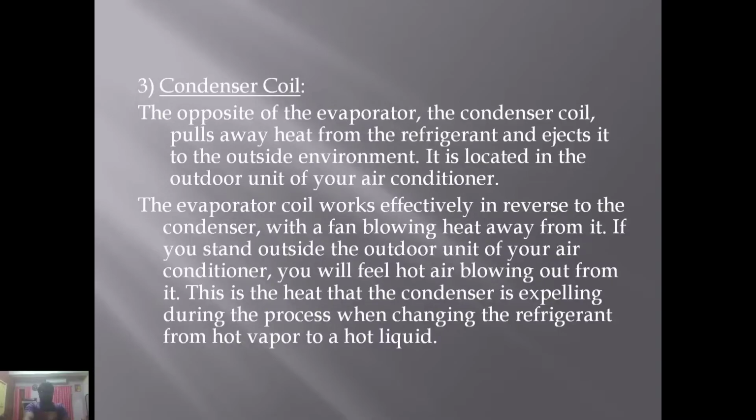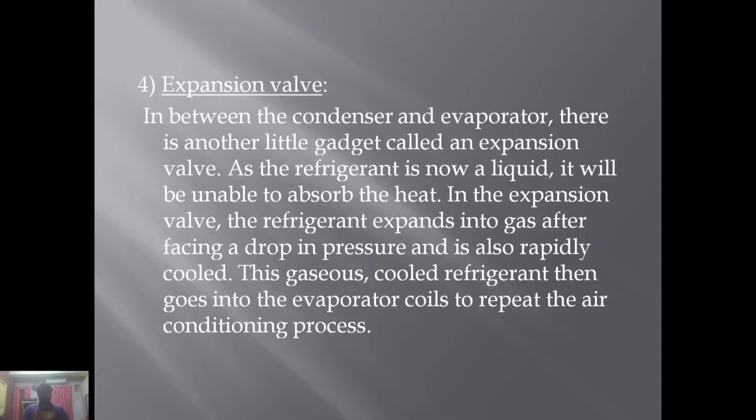The next part of the major component is the expansion valve. It is situated in between the condenser and evaporator. There is another little gadget called an expansion valve. As the refrigerant is now a liquid, it will be able to absorb the heat. In the expansion valve, the refrigerant expands into gas after facing a drop in pressure and is also rapidly cooled. This gaseous substance or cool refrigerant then goes into the evaporator coils to repeat the air conditioning process. In this way, four components work.